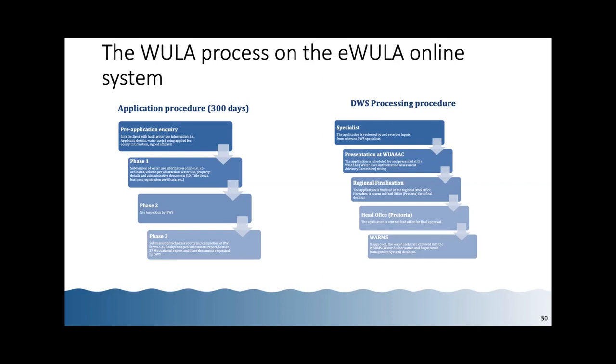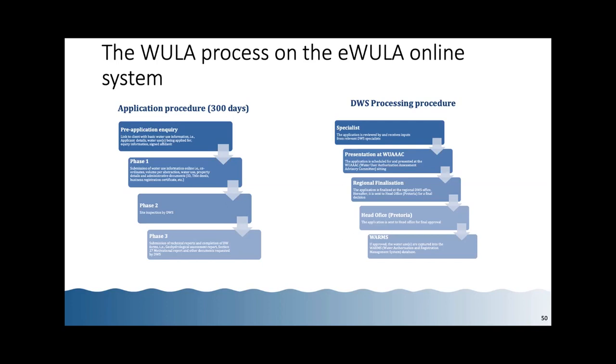After phase 3, your water use license is submitted to the department, and then it goes through a very big internal process. Your specialist reports go to internal specialists, and your reports get reviewed. The whole license gets presented in front of a committee called WUAC.